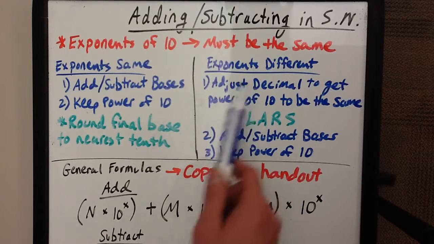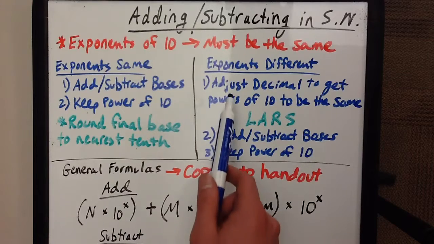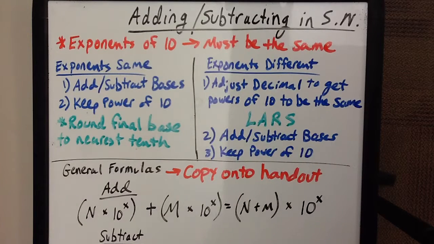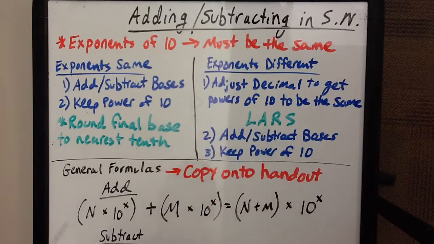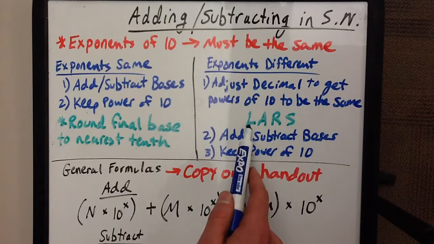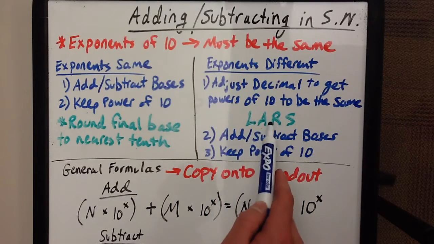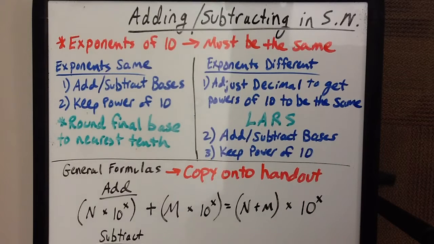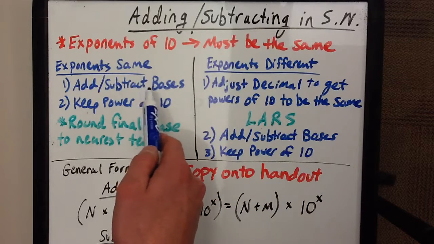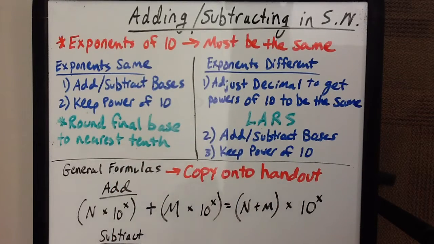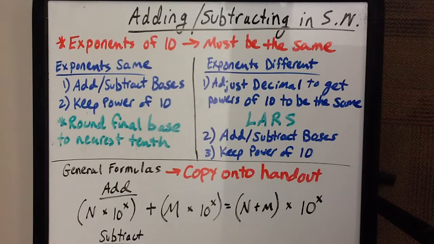If you're given a problem and the exponents are different, you have to, step 1, adjust. You have to adjust the decimal point to get powers of 10 to be the same. And to adjust the decimal, remember, we use the acronym LARS. If you move the decimal left, you add to the exponent. If you move the decimal right, you subtract from the exponent. Once you adjust the decimal so that the powers of 10 are the same, then you follow these same two steps. You would then add or subtract the bases and keep the power of 10.